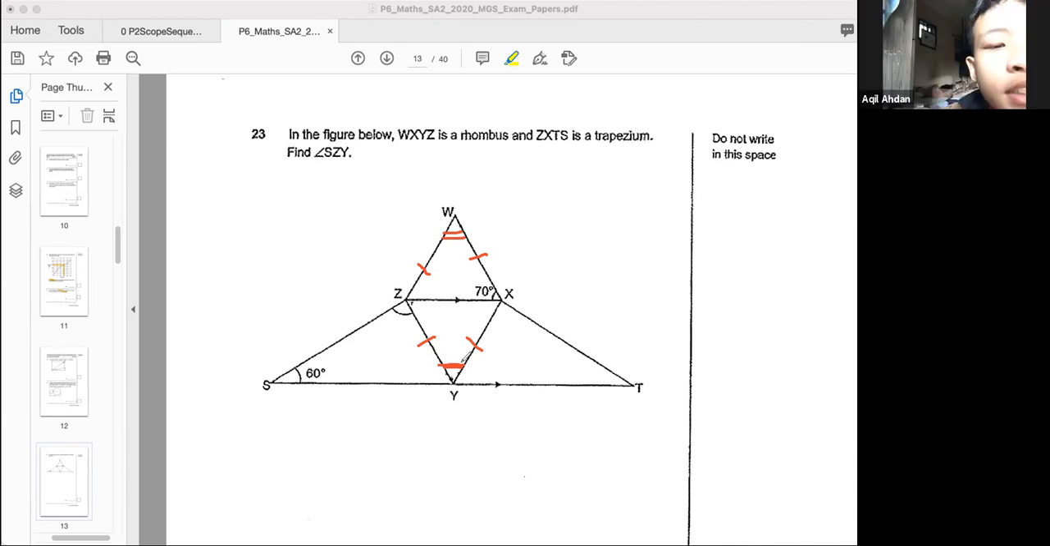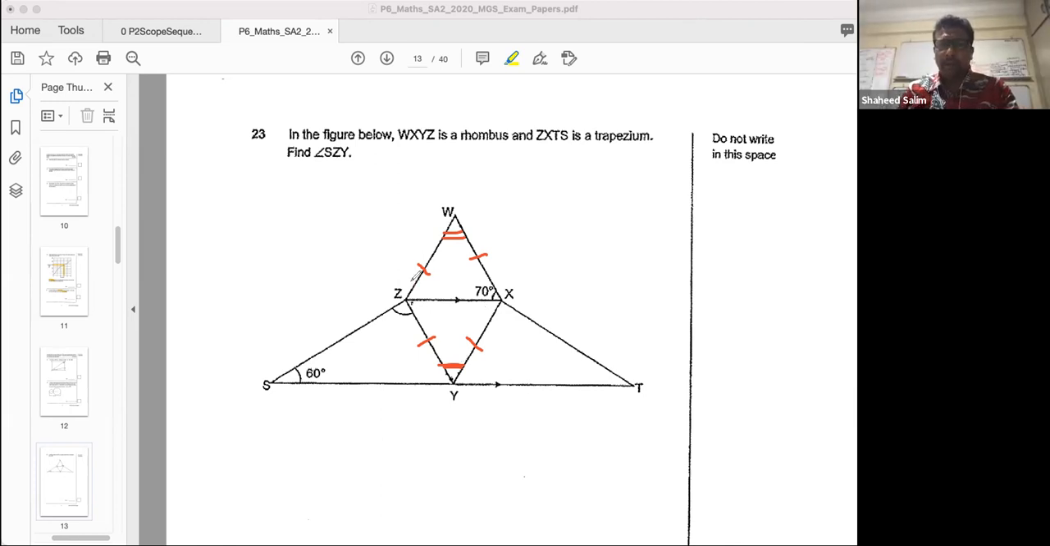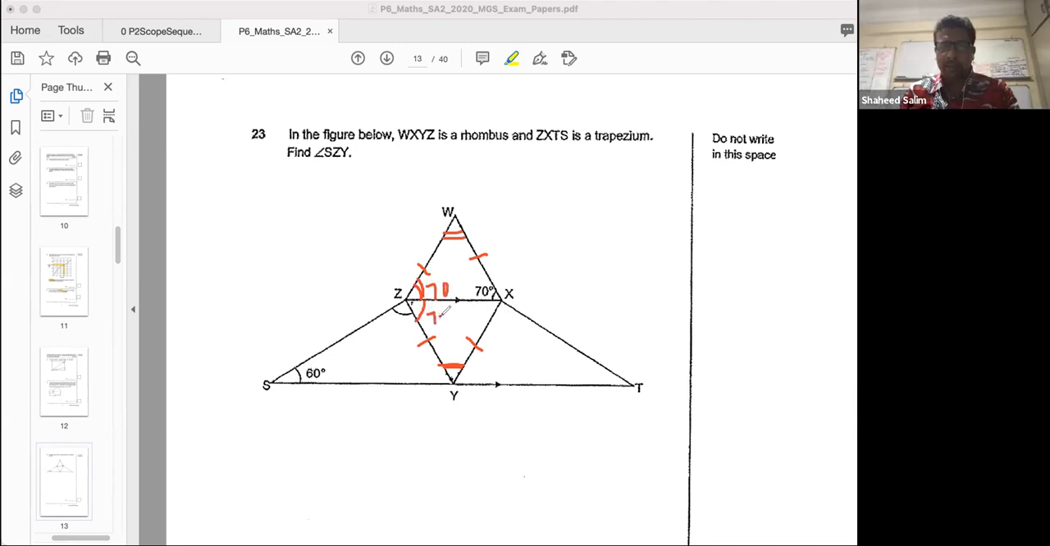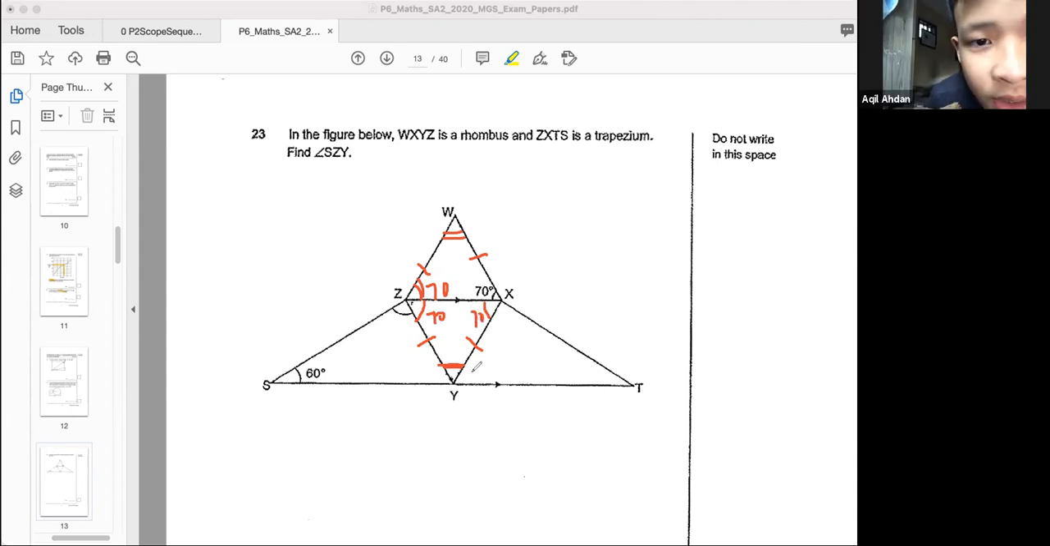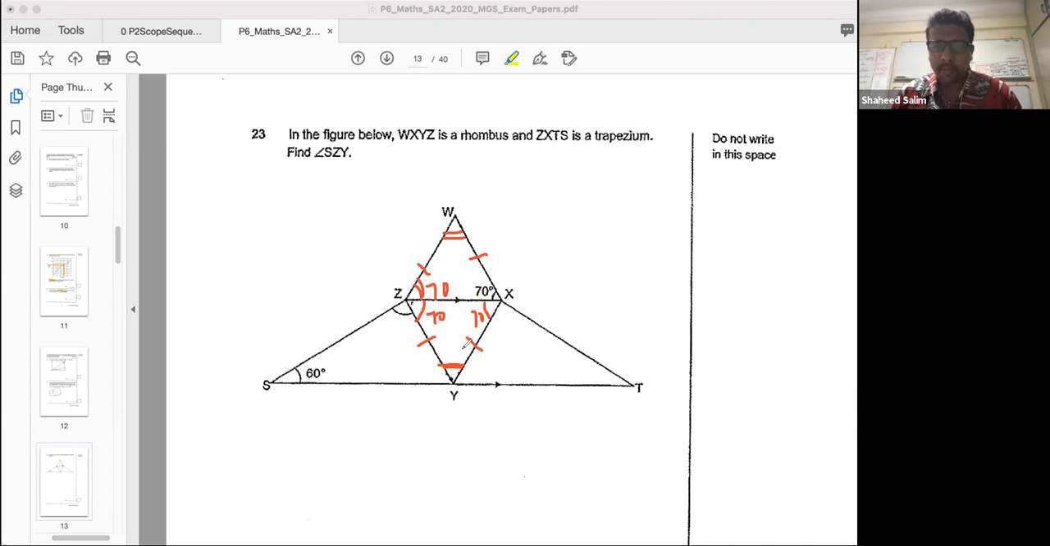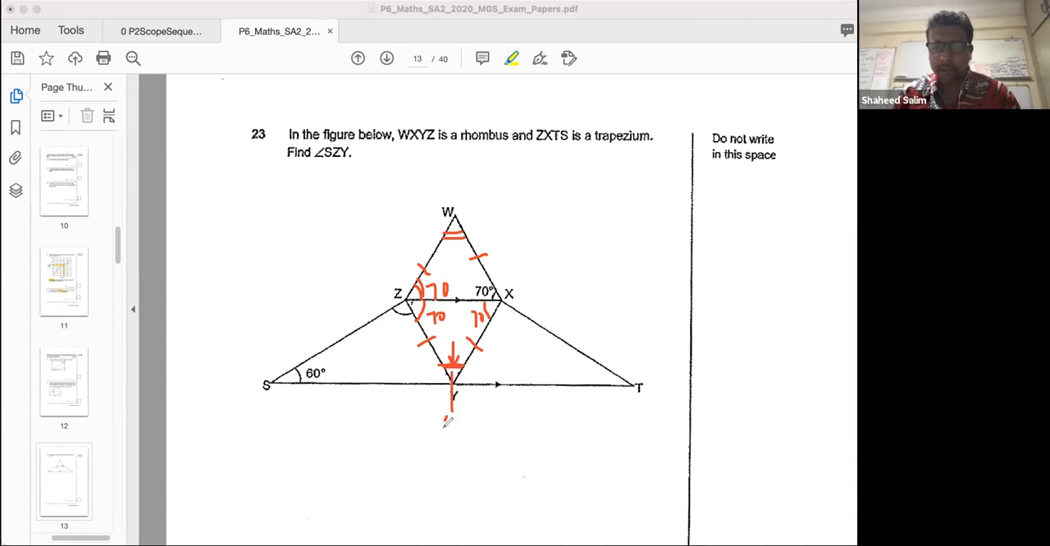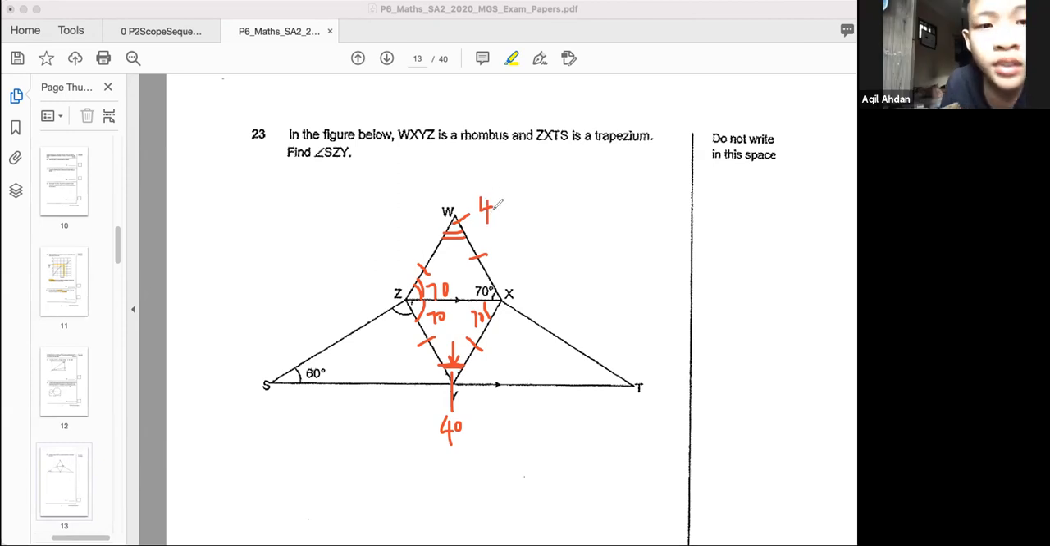How to find that one? W and Y. Okay, let's see. Yeah, this one you can find. Yeah, 70. Okay, this one is 70. Wait, this one you can find, this one. Yes, 180 minus 70 you get 40, yeah. So this is 40. So on top is all the same, so on top 40, same.